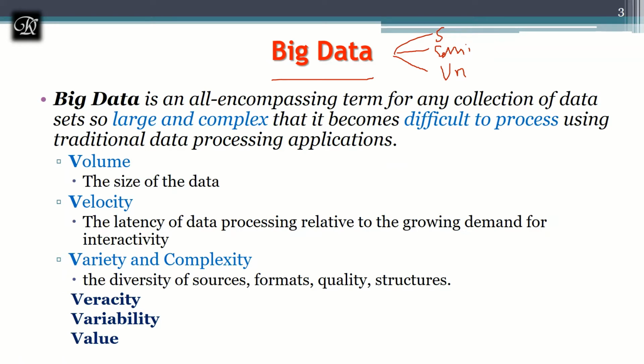So in traditional data processing, we already have RDBMS software and many other software which are not capable of handling or processing big data, because the data is not in one format. It is in different formats, like as I have highlighted with the categories: structured, semi-structured and unstructured.